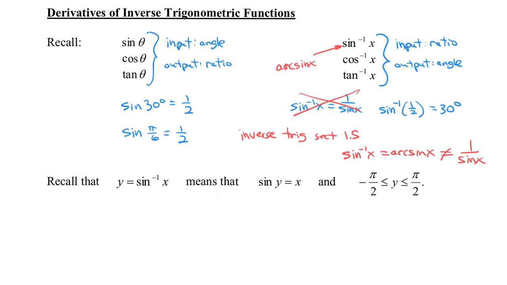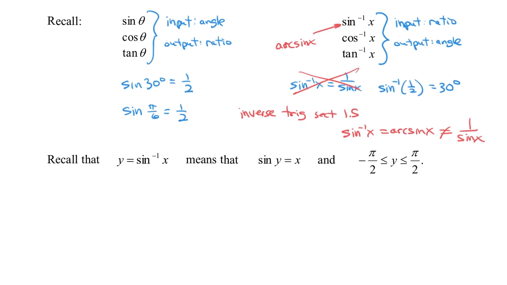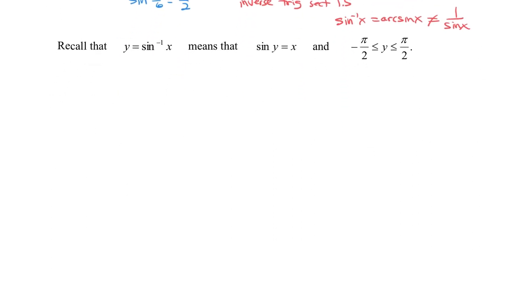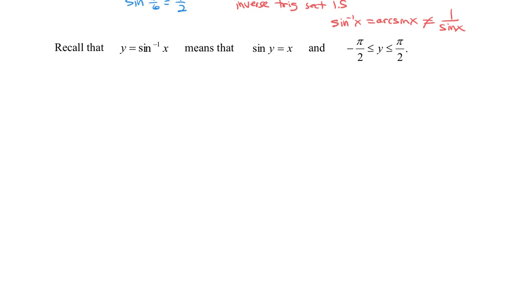Okay, so what we're going to do now is talk about the derivatives of these inverse trig functions. So let me make a little room here. And we have to recall something about this. Y equals the inverse sine of x means that the sine of y equals x, and also means that y is between negative pi over 2 and pi over 2. So when you first looked at these inverse trig functions, you took a regular trig function like sine and you restricted the domain so that you would force it to be a one-to-one function. And so that's where this comes from.